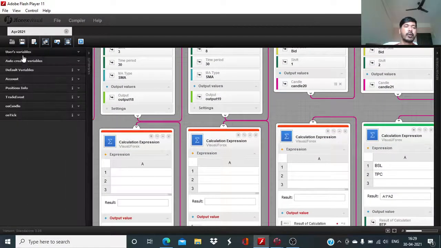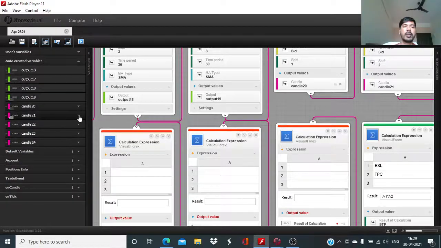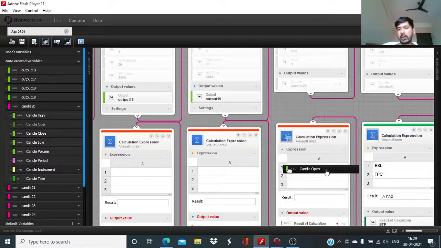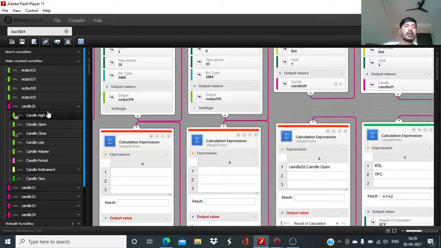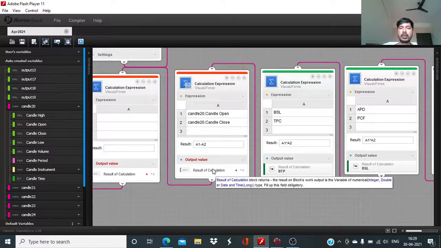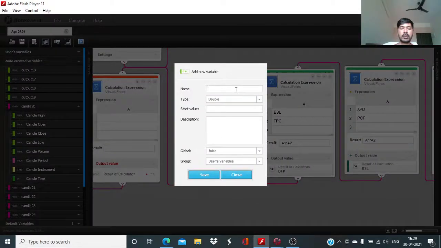So we will have to go to the auto created variable and deduct the closing value from the opening value. So we need these two values, and the result is going to be A1 minus A2. Inside actual difference.